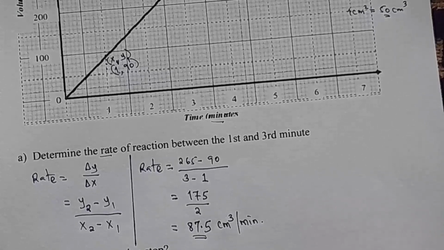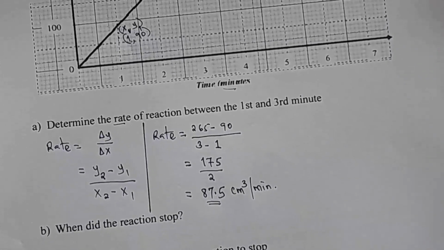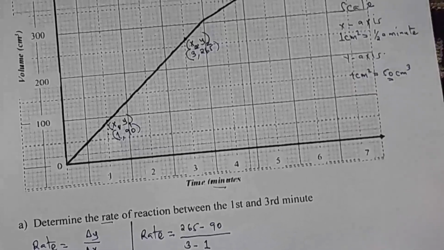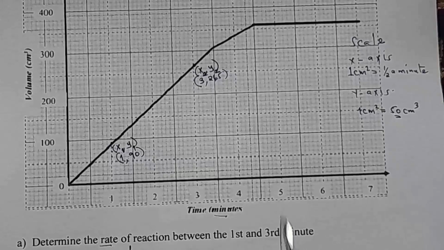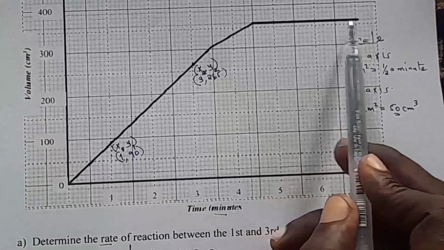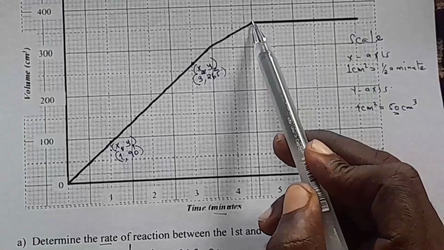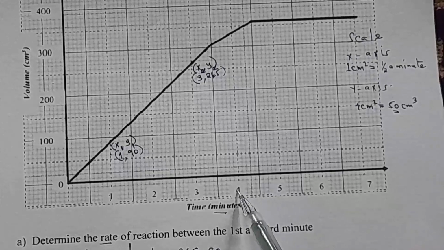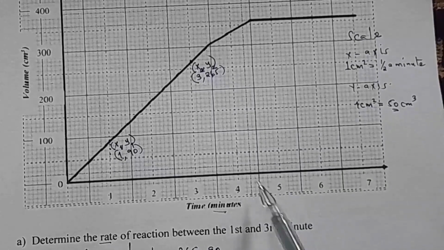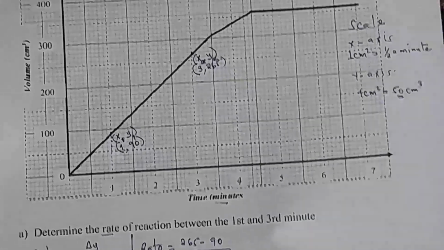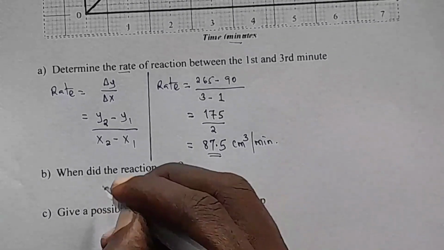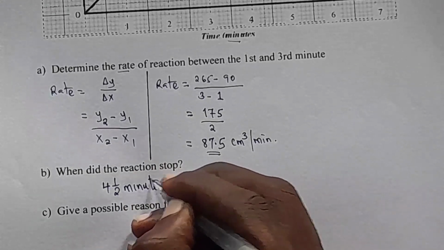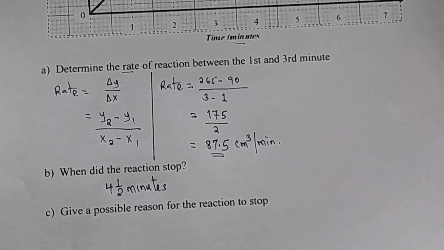Okay, we go to part B of the question. We are told to find when the reaction stops. So that means we can see the curve here. We are having this point where it is flattened, where it became horizontal. That means we check this time, because we are told when is time. So this is 4, and this is 5. In between them, so it is 4.5 minutes. That will be our answer. 4.5 minutes. That will be when the reaction stops.